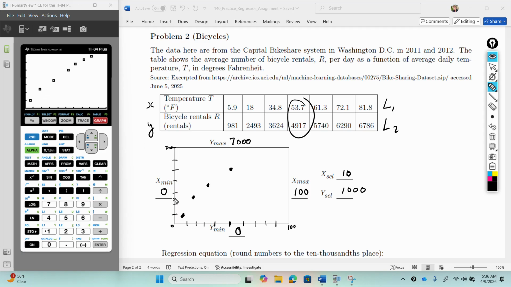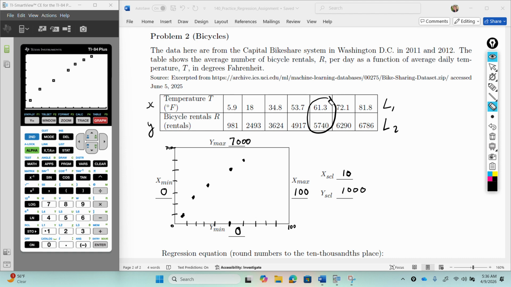Look at how good this is turning out. So I'm being deliberate here to be as accurate as possible. 61.3 comma 5740. So 60, 10, 20, 30, 40, 50, 61.3 be about there. And 5740 be just below 6,000. And 6,000's there and just below it.